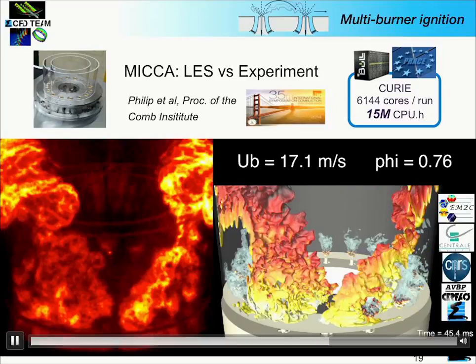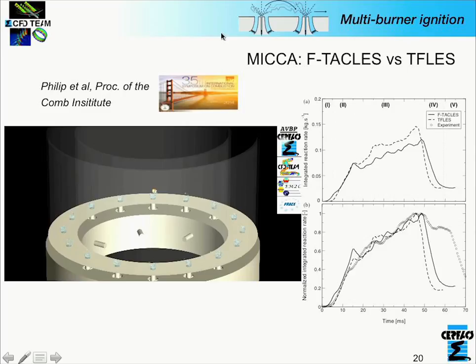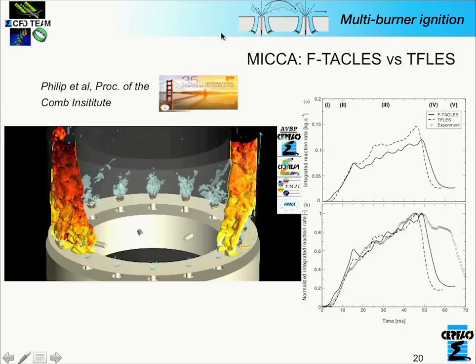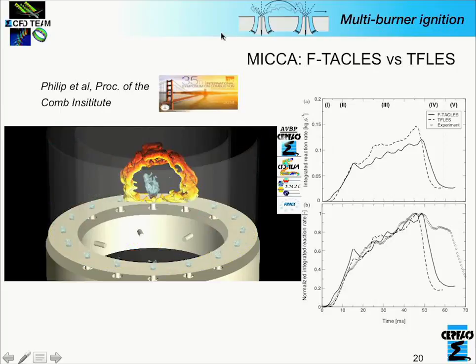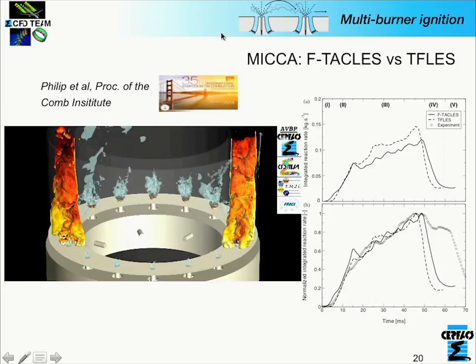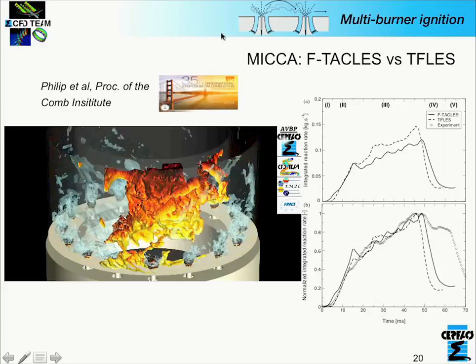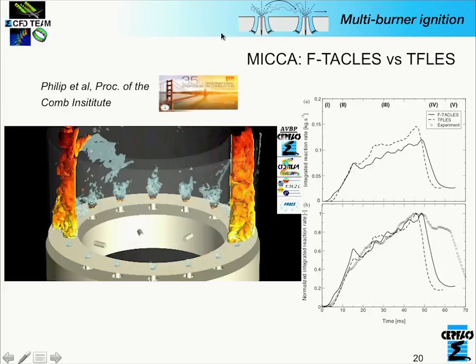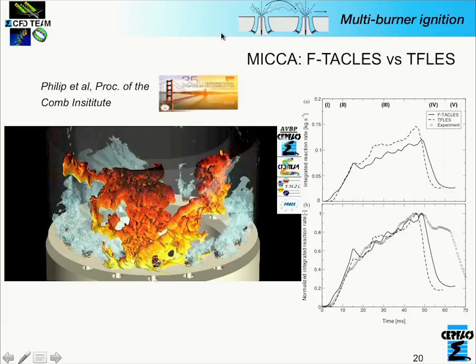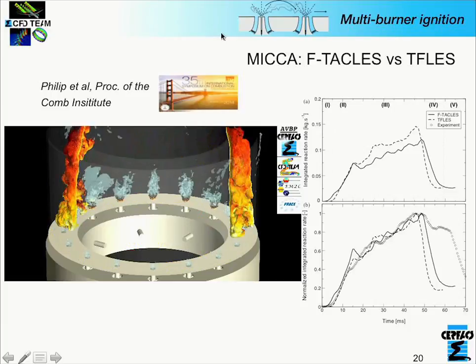Another interesting thing was that we did the same simulation with two different models. One with the thickened flame model I already mentioned, and another with the tabulated model. And we obtained the same results. Here you can see the integrated light signal and reaction rate with time, for the experiment, the dots, and for both simulations in lines, dashed and solid.